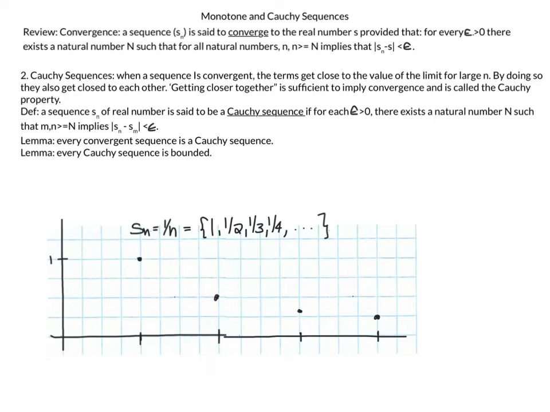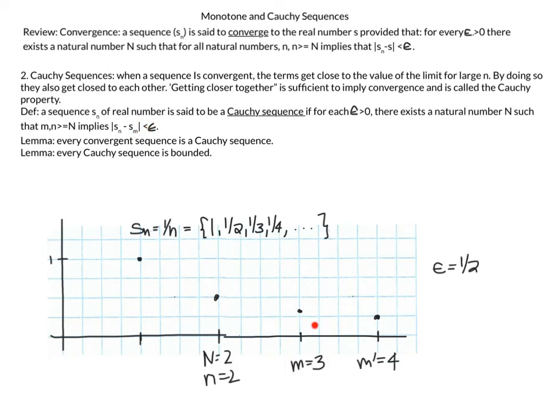A sequence of real numbers is said to be a Cauchy sequence if for each epsilon greater than 0, there exists a natural number capital N such that m and n greater than or equal to capital N implies that the absolute value of Sn minus Sm is less than epsilon.